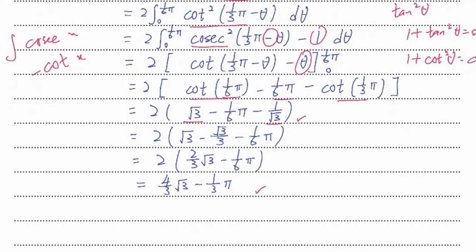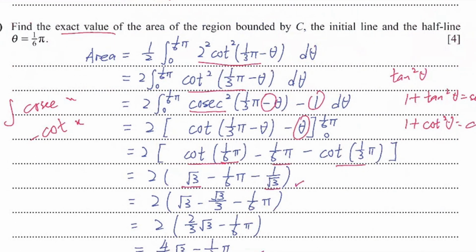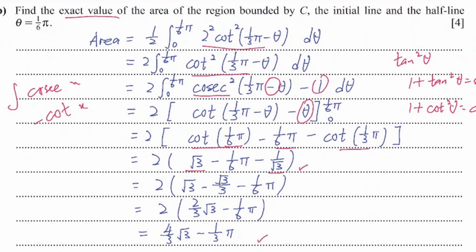Usually you can see the question asks for the exact value. So for the final expression, we just leave it in the exact form most of the time. Okay, so that's part B for the polar.